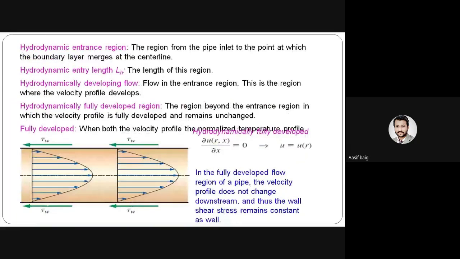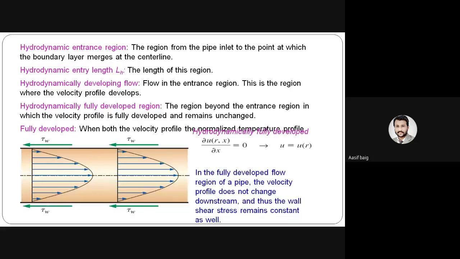So the hydrodynamic entrance region is the region from the pipe inlet to the point at which the boundary layers merge at the center line. Hydrodynamic entry length LH is the length of the region. Hydrodynamically developing flow is the flow in the entrance region. This is the region where the velocity profile develops. Hydrodynamically fully developed region is the region beyond the entrance region in which the velocity profile is fully developed and remains unchanged.